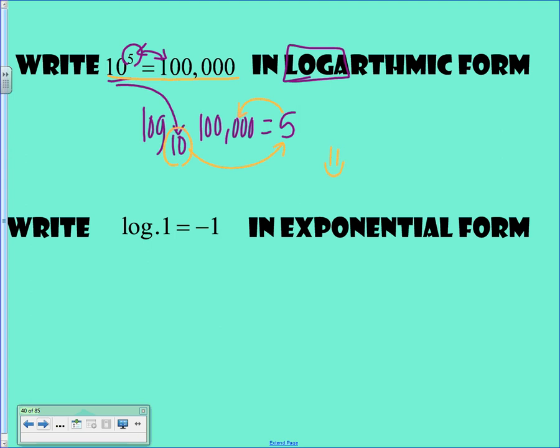The second one, letter H, says write this in exponential form. Exponential form is what we've been doing this entire time. So there's a little imaginary 10 there, and you always go to the right. So 10 to the -1 equals 0.1. Exponential form just means to rewrite it. This is really nice because you can see if you did it right. Is 10 to the -1 0.1? Absolutely, because the negative exponent flips it. So it should be pretty easy to check to see if you're on the right track. Okay, so that's common logarithms.